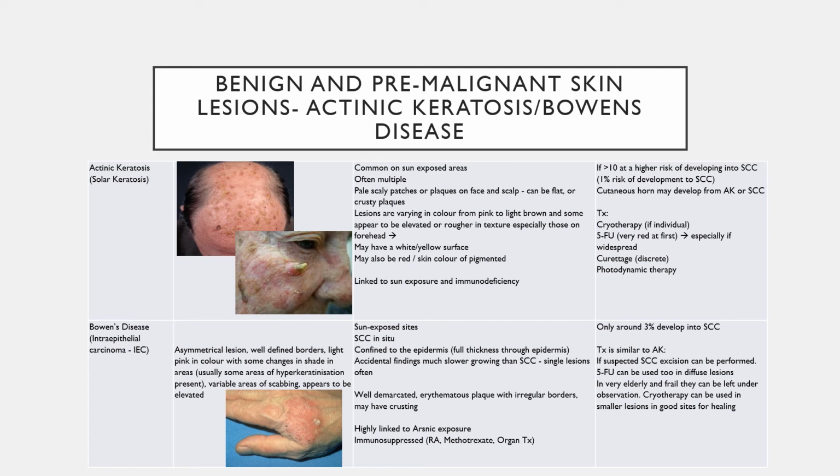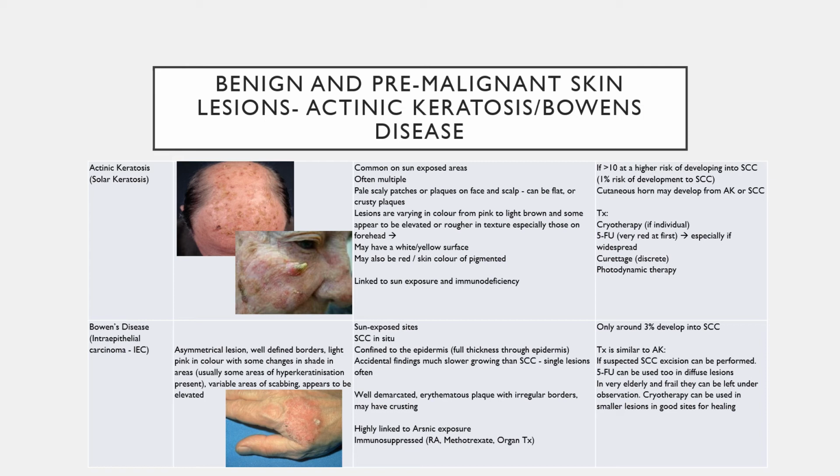A fun fact: it is highly linked to arsenic exposure. Sorry, I spelled that wrong on the slide there. But again, one of those things that's more common in immunosuppressed patients. So I've just noted there, again, going back to why it's important to take a full history. If the patient's got a history of something like rheumatoid arthritis on methotrexate, this is something that you can see with that sort of thing.